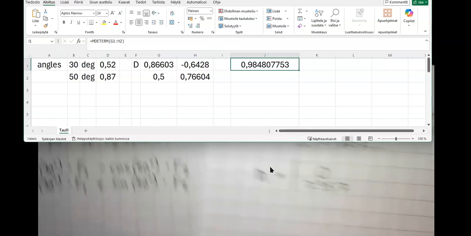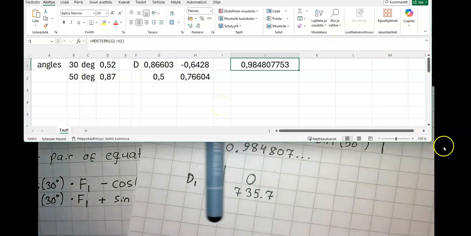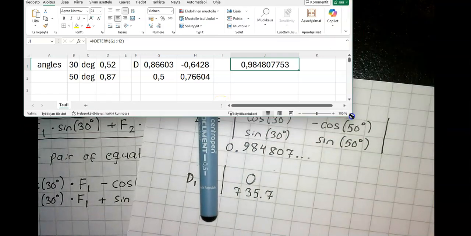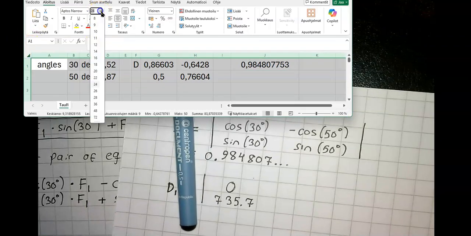And I'm so sorry, maybe I can change this a little bit smaller. Maybe this is too big font there.